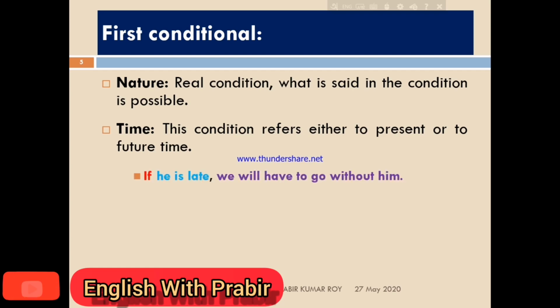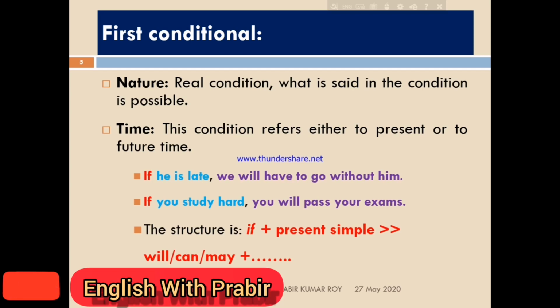Now look at these sentences. If he is late, we will have to go without him. Here the first part is the subordinate clause or the if clause. You see, the subordinate clause is in simple present tense, and in the principal clause we used will.